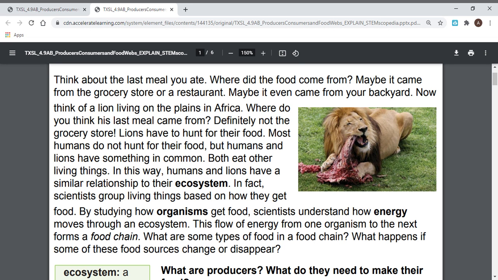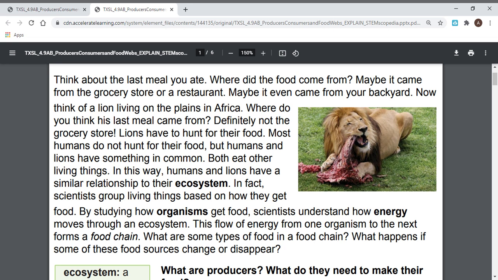Most humans do not hunt for their food, but humans and lions have something in common. Both eat other living things. In this way, humans and lions have a similar relationship to their ecosystem. In fact, scientists group living things based on how they get food. By seeing how organisms get food, scientists understand how energy moves through an ecosystem. This flow of energy from one organism to the next forms a food chain.